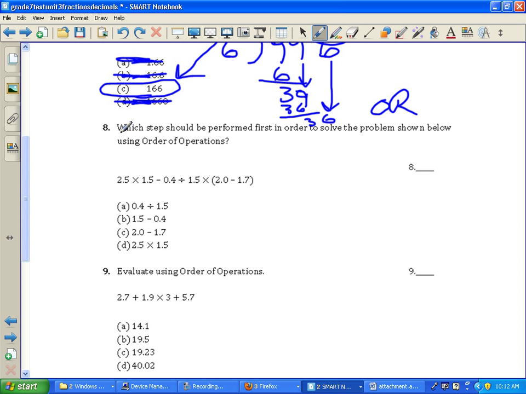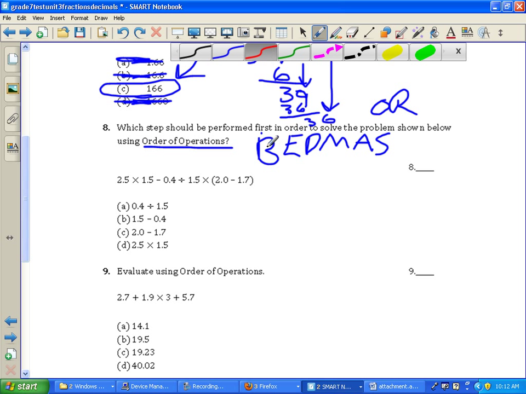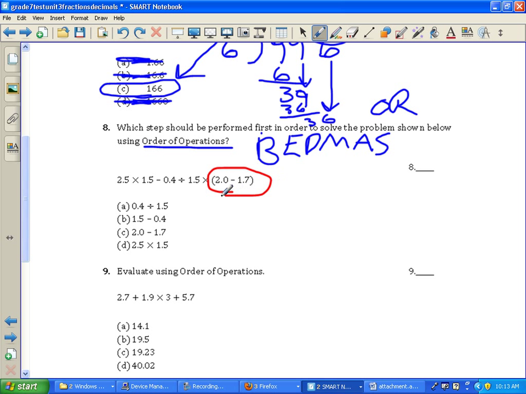Number 8. Which step should be performed first in order to solve the problem below using order of operations? If you don't remember BEDMAS, this problem could be a little hard. So remember BEDMAS: brackets first, exponents, division, multiplication, addition, and subtraction. So brackets first, here's our brackets right there. So this is what we should do first. The answer is C.